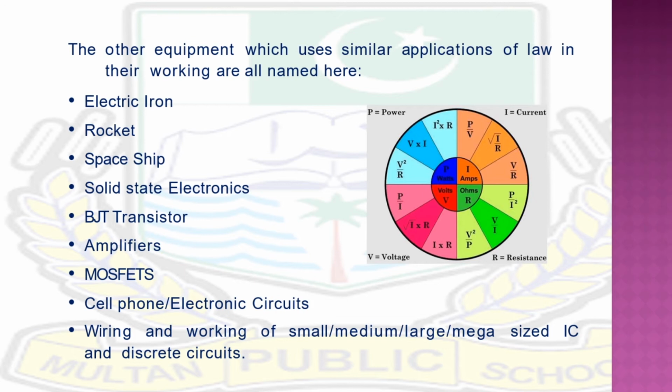For example, electric iron, rocket, spaceship, solid state electronics, BJT transistors, some amplifiers, MOSFETs, cell phones or any electronic circuits, wiring and working of small, medium, large, mega-sized IC and discrete circuits.